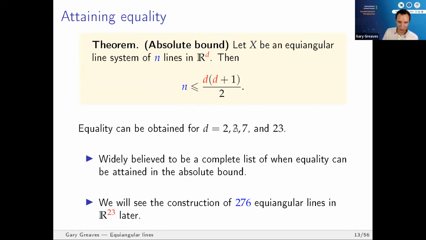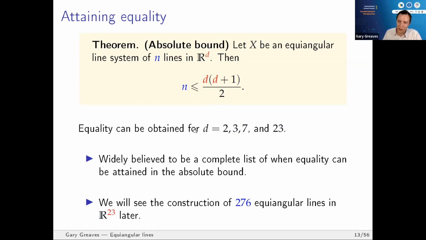Now we can look at dimension 3. So we're plugging in d is 3 into this. I'll get 3 times 3 plus 1 is 4, divided by 2 is 6. And we know that we can get 6 equiangular lines in dimension 3. And so now we're quite excited. Maybe the absolute bound is the answer to this whole problem. However, it doesn't quite work out.